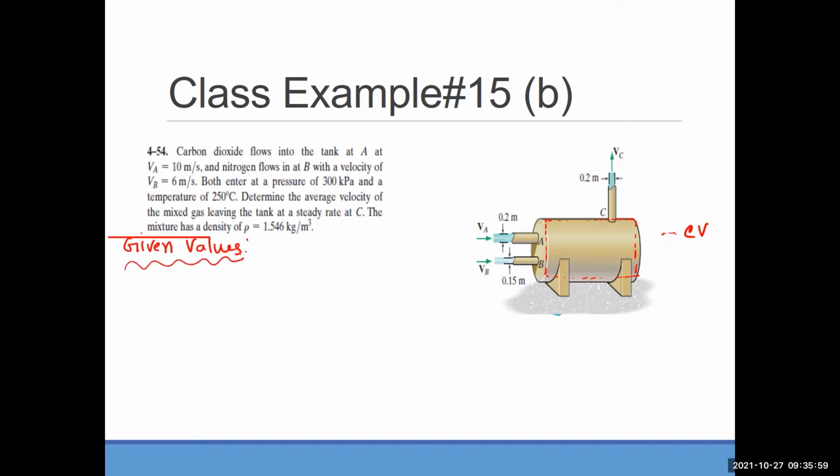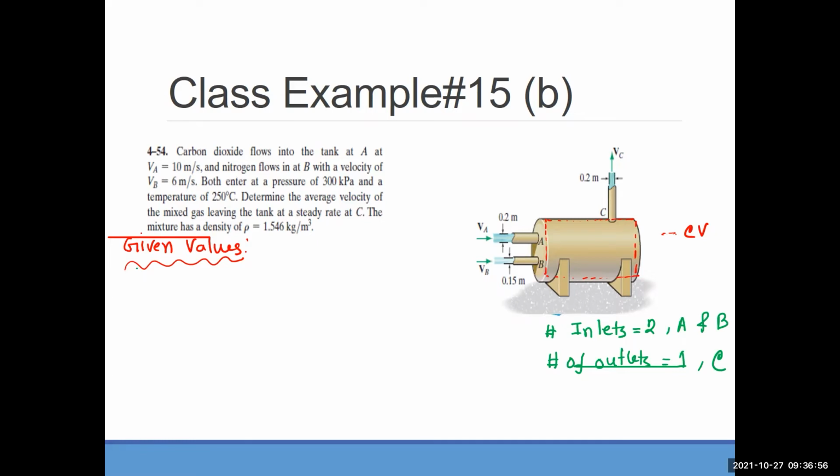Now, for this control volume, how many inlets do we have? Number of inlets: two, A and B, right? And how many outlets do we have? Okay, so we have one outlet, which is C, right? So the question is saying that through A and B, some carbon dioxide and nitrogen flow in. Within that control volume they get mixed up, and through C a mixture of those is coming out.